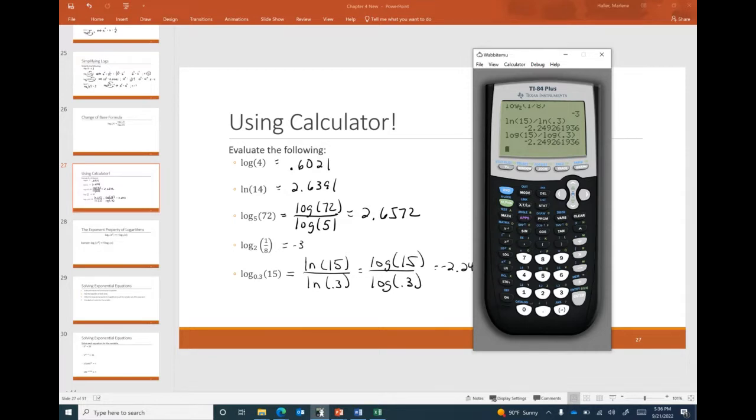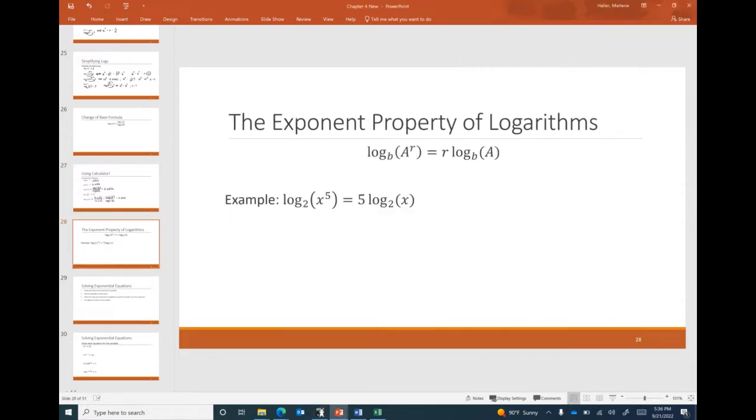All right. Okay, so there's another property of logarithms that's extremely valuable when solving exponential functions, and it's the exponent property of logarithms. I love this property. Basically, what it says is if the argument of a logarithm has an exponent, you can bring it down and make it a coefficient to the logarithm, right? So for example, if I have log base 2 of x to the 5th power, I can bring down that exponent and write that as 5 times the log base 2 of x.